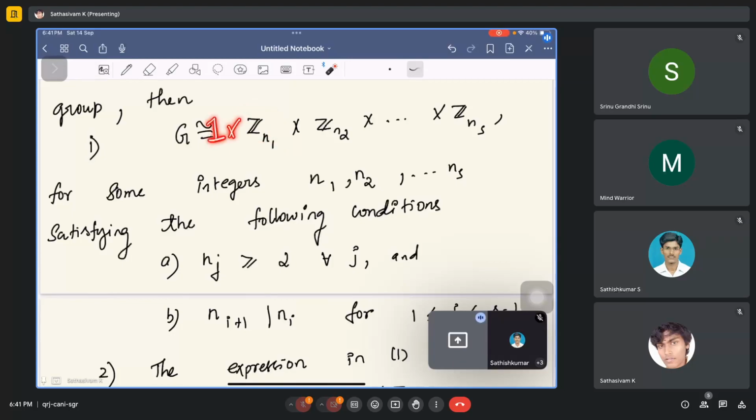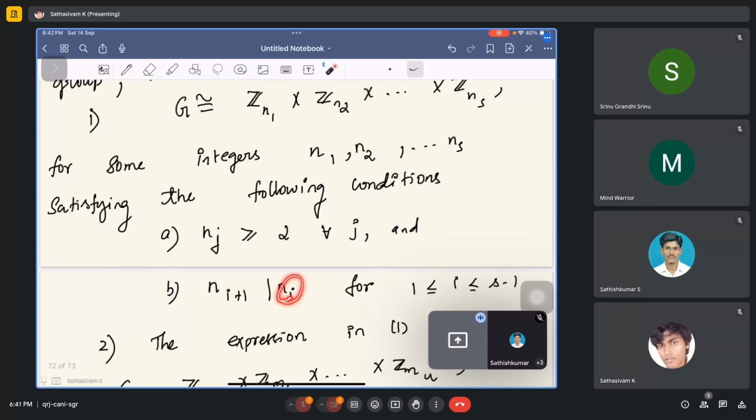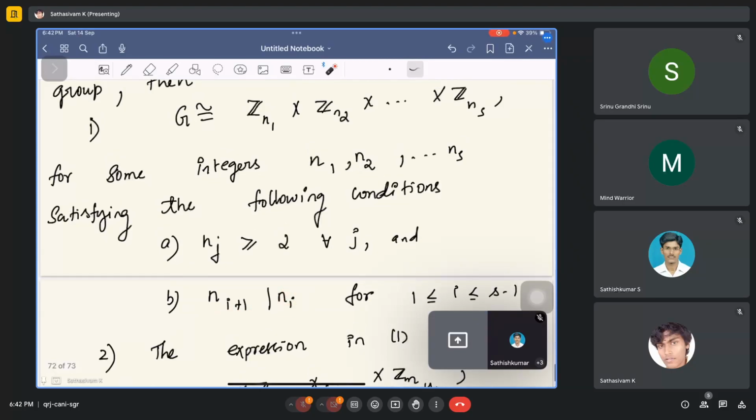You could also write something like this, right? But we are not writing like this. That is what the first statement says. The second statement says n_i divides n_i plus 1. Sorry, n_i plus 1 divides n_i. So basically n_s divides n_s minus 1, etc. This is the largest one, and n_2 divides n_1, n_3 divides n_2, etc. Okay, so these are the two properties that it satisfies here.